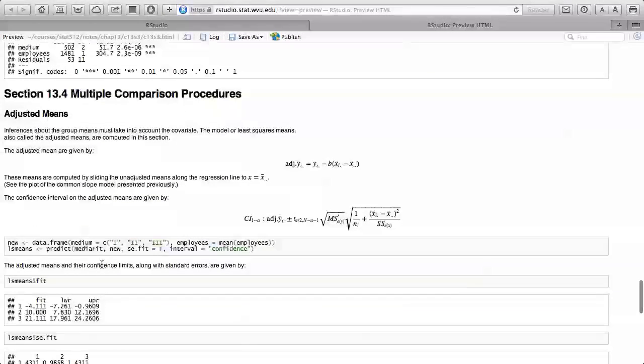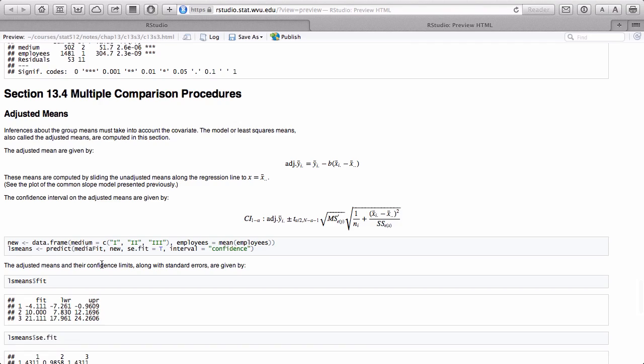Now, the final thing to talk about is multiple comparisons. And so I want to talk about the adjusted means. Now, when I say adjusted means, it's adjusted by the model. So we sometimes call them model means and sometimes least squares means. They all mean the same thing. The adjusted means here are the least squares means or the model means. Same thing. It's the means computed from the model as opposed to just simple means.